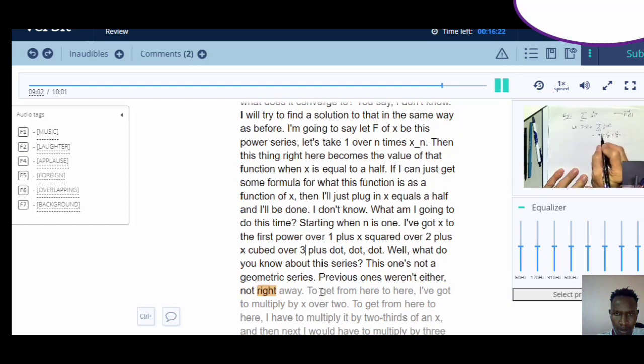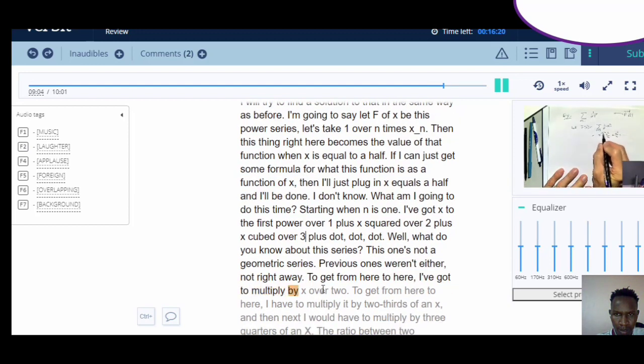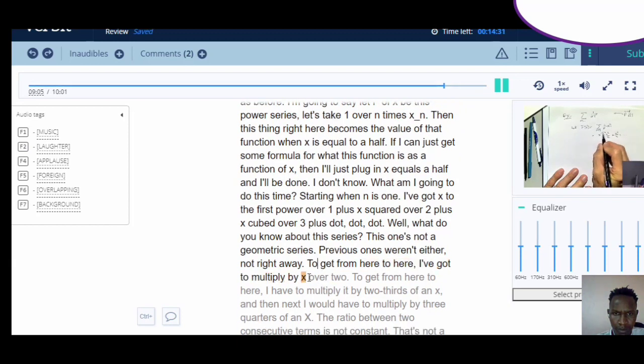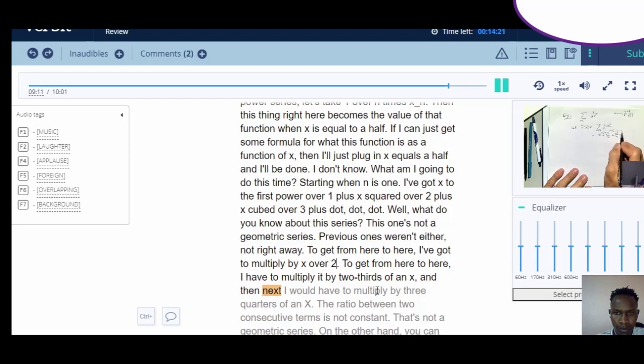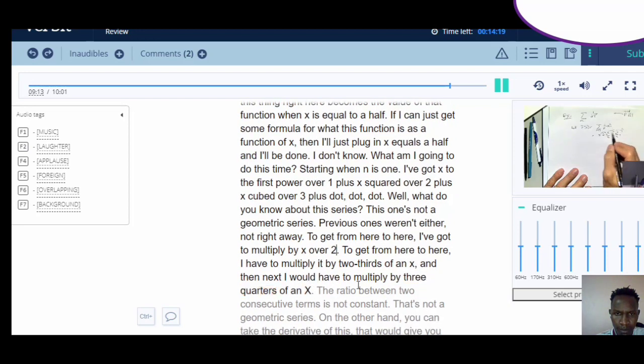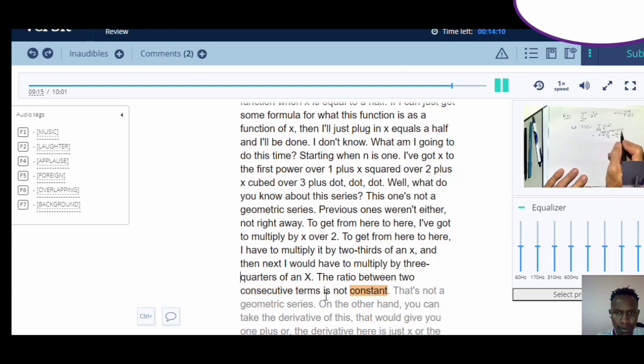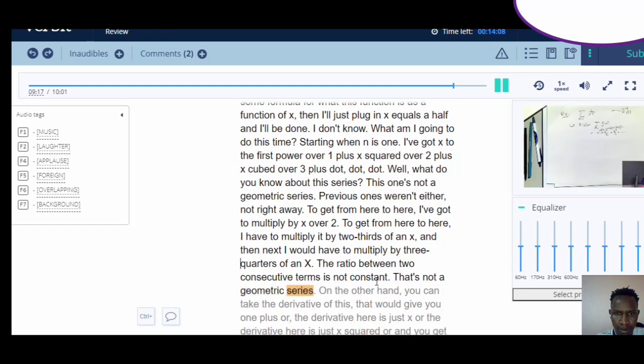Previous ones weren't either, not right away. To get from here to here, I got to multiply by x over 2. To get from here to here, I'd have to multiply by 2/3 of an x, and then next I would have to multiply by 3/4 of an x. So the ratio between two consecutive terms is not constant. So that's not a geometric series.